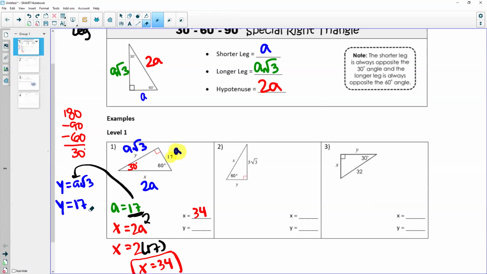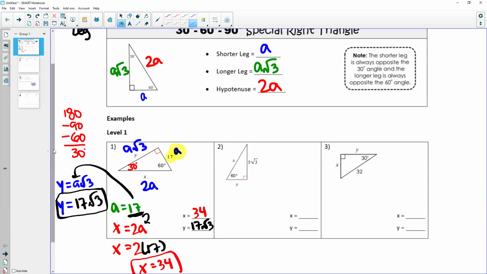I guess let me do this in black so we can actually see that 17 being plugged in here. So we get 17, and then that A value of 17 is being multiplied by square root of 3. So it becomes 17 square root of 3. So our Y value is 17 square root of 3. And so that's the relationship of the side lengths. More or less, we're doing the same thing that we did yesterday, except now we have a total of 3 different ways that we label the sides here.